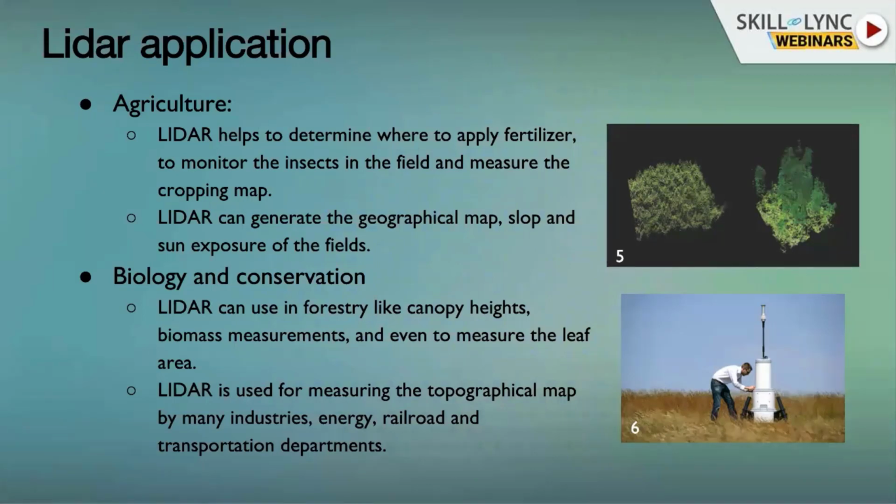Then the next application is biology and conservation. As I explained for agriculture, in the case of forests also we can use LiDAR, either aerial or on the ground. We can detect what trees are there, how dense the trees are, and their height and all such things. We can collect the information and make sure that everything in the forest is going fine or not.